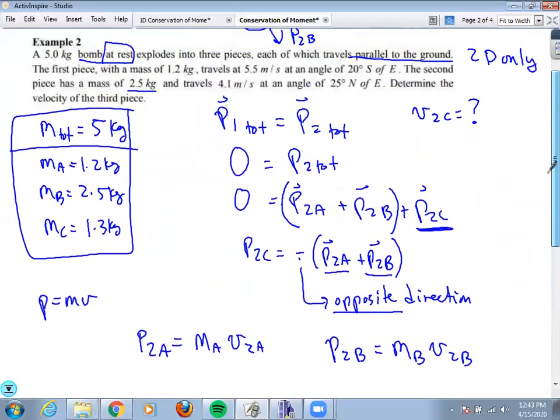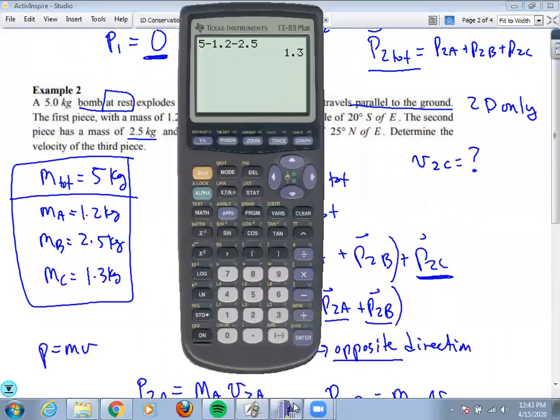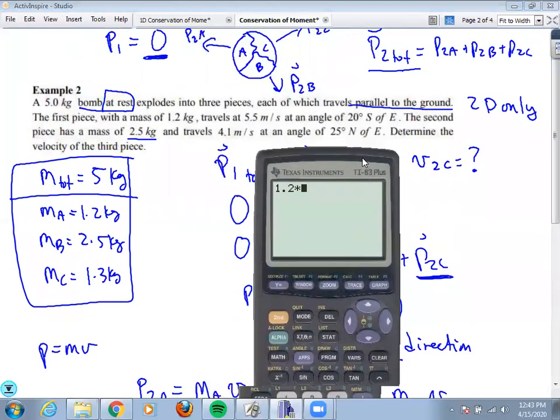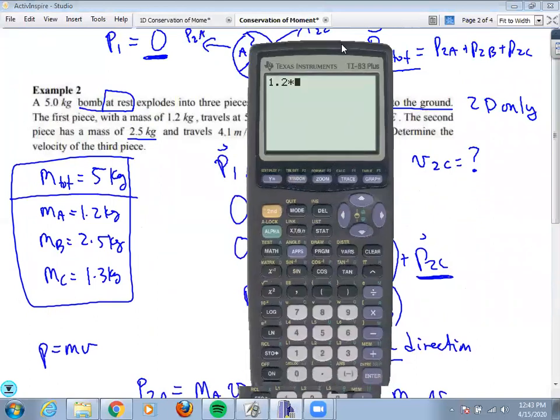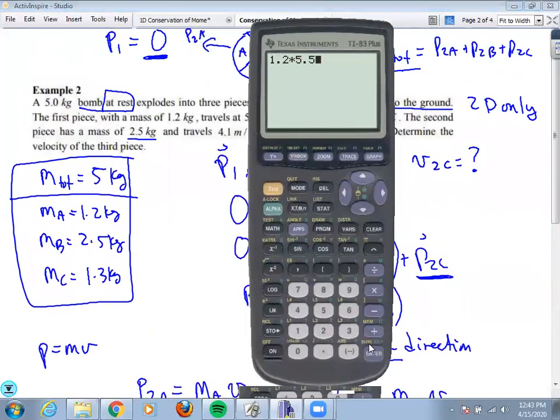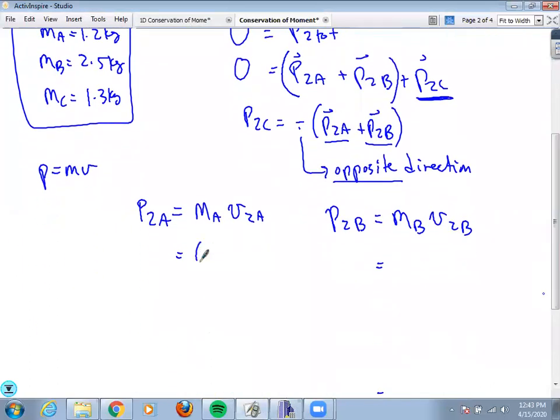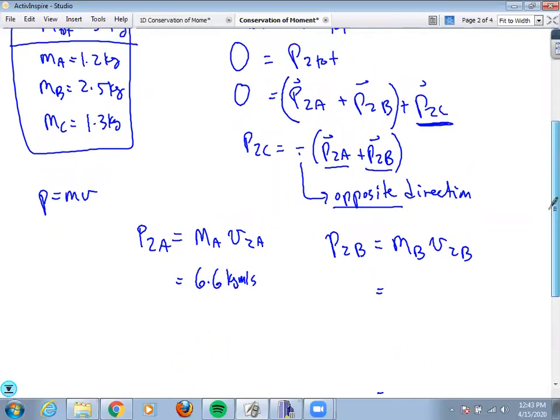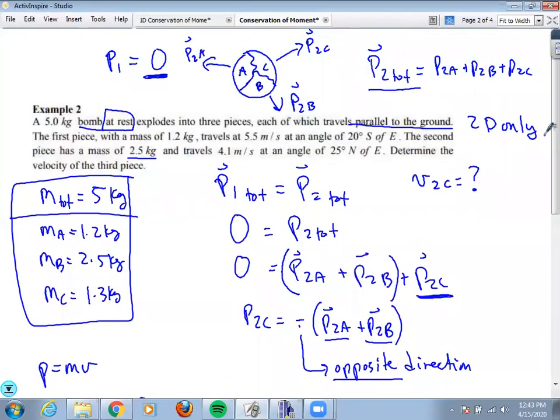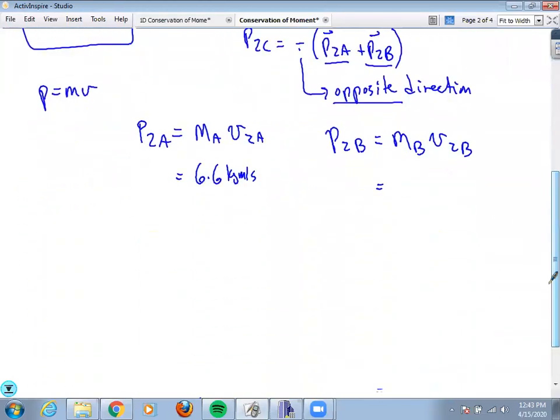So the first calculation then will be MA, 1.2, times the velocity of the first piece, which is 5.5 meters per second. And we get 6.6. So P2A is 6.6 kilogram meters per second, and the direction is the same as the velocity, so 20 degrees south of east.